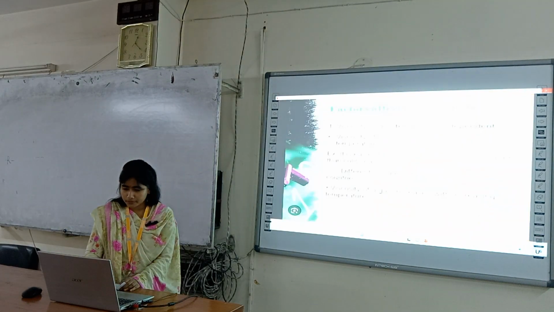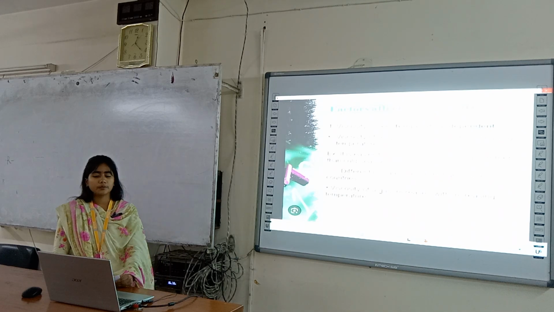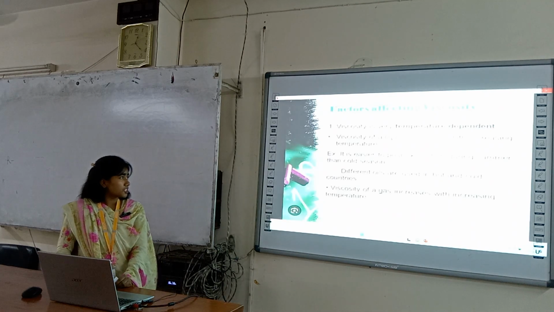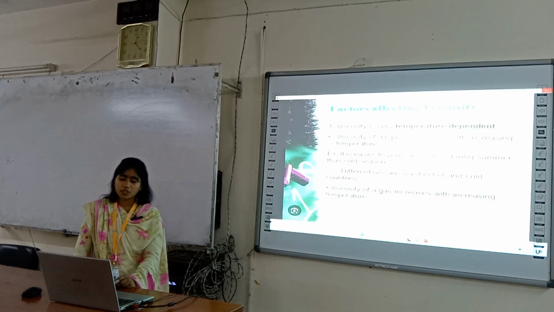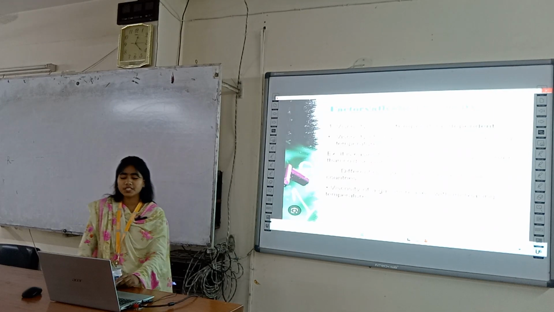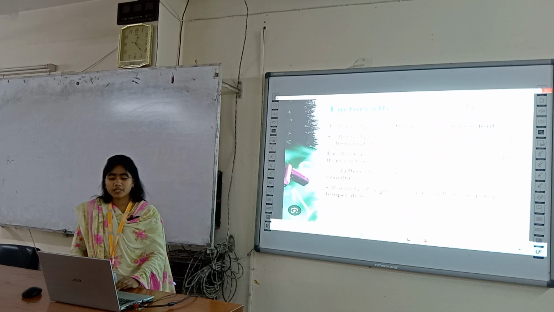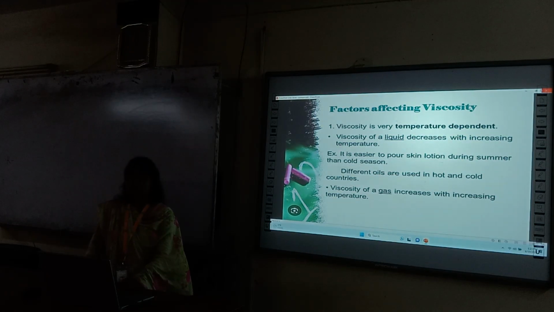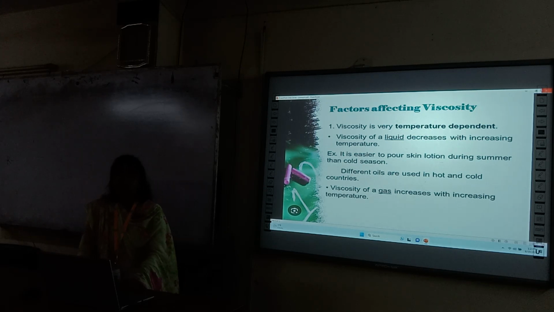The next slide. Factors affecting viscosity. Viscosity is very temperature dependent. Viscosity of a liquid decreases with increasing temperature. Example: it is easier to pour skin lotion during summer than in the cold season. If we increase the temperature in a liquid, the liquid's cohesive force is decreased. For this reason, the viscosity is decreased. Different oils are used in hot and cold countries.